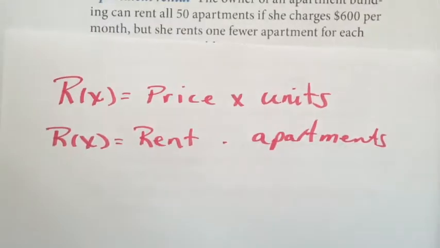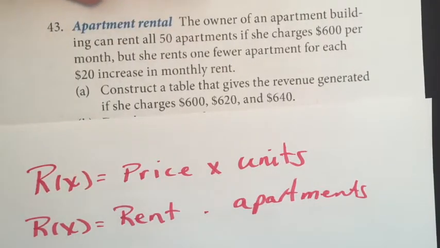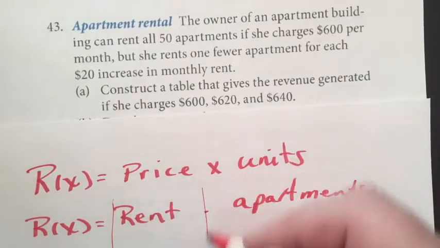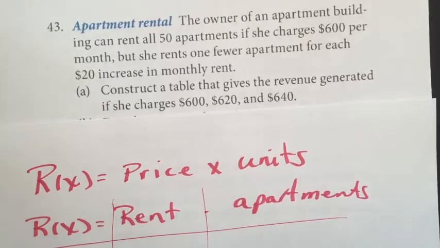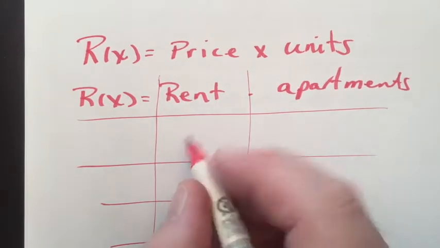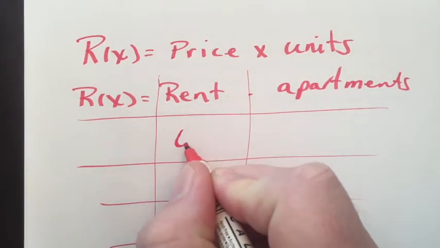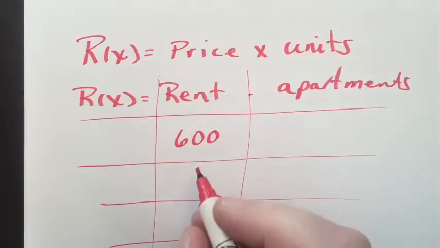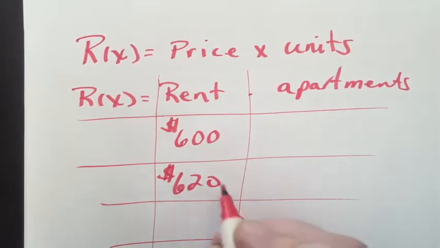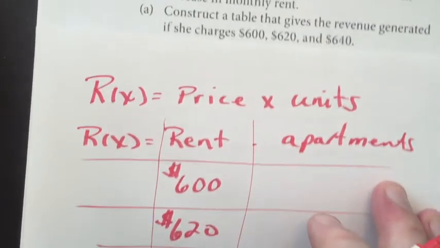Okay, so with that being said, we're going back to part A here, construct a table when the revenue is generated at 600, 620, and 640. So we can just go kind of straight down from these and develop a little bit of a chart here. So when it comes to rent, the first value for rent was $600. The second value for rent was $620, and the third value that was given to us was $640.